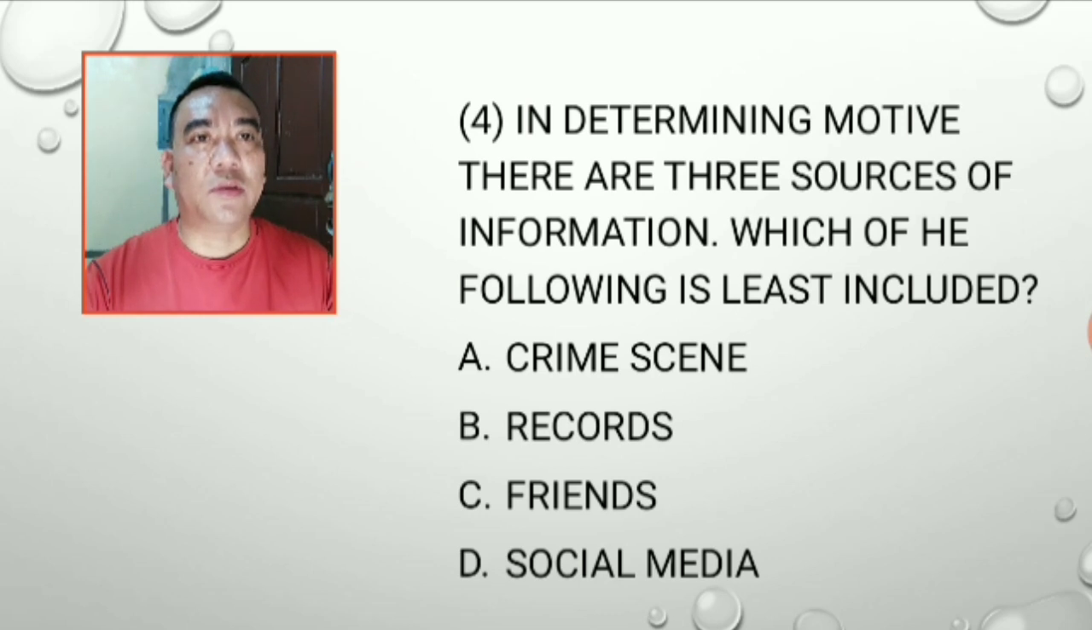In determining motive, there are 3 sources of information. Which of the following is least included? A, crime scene. B, records. C, friends. Or letter D, social media. Number 5.